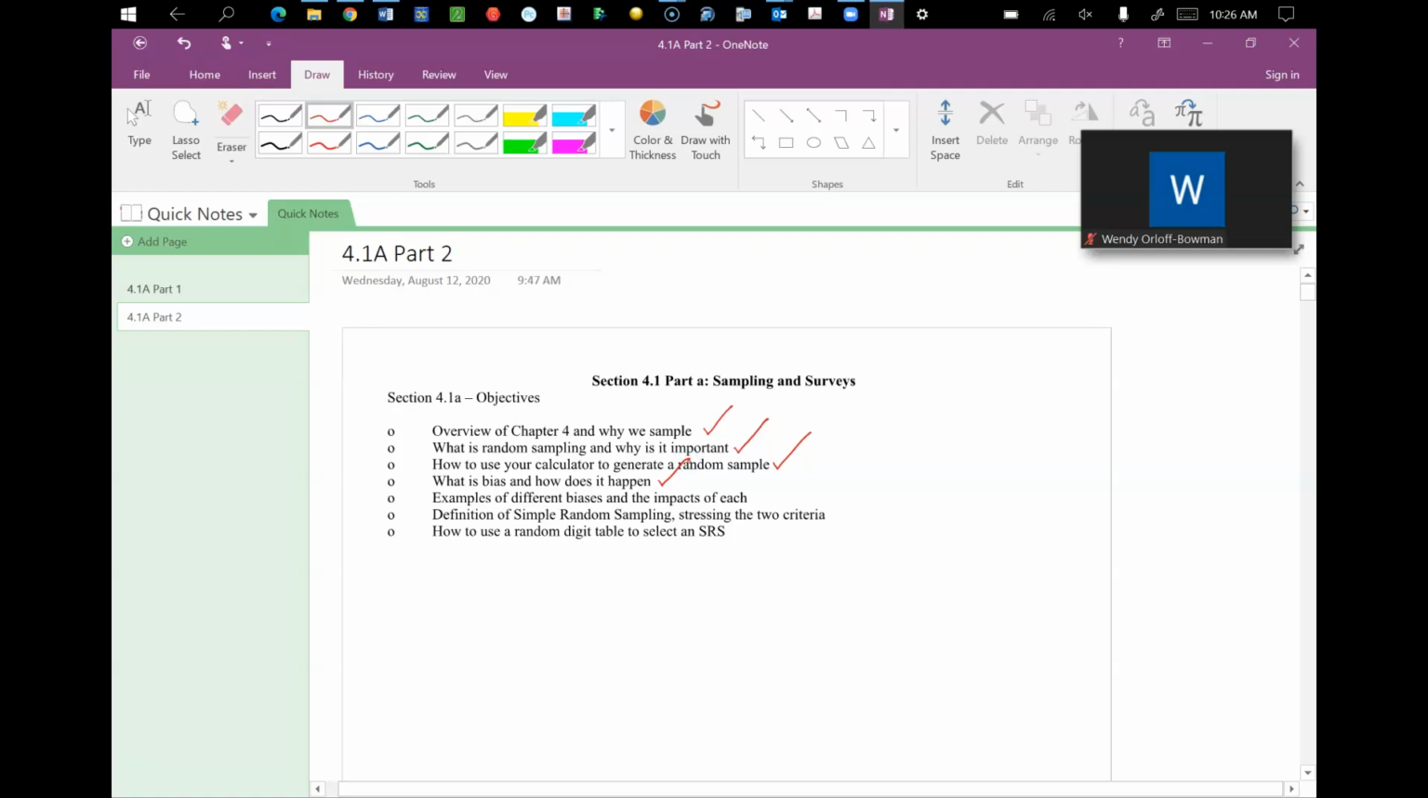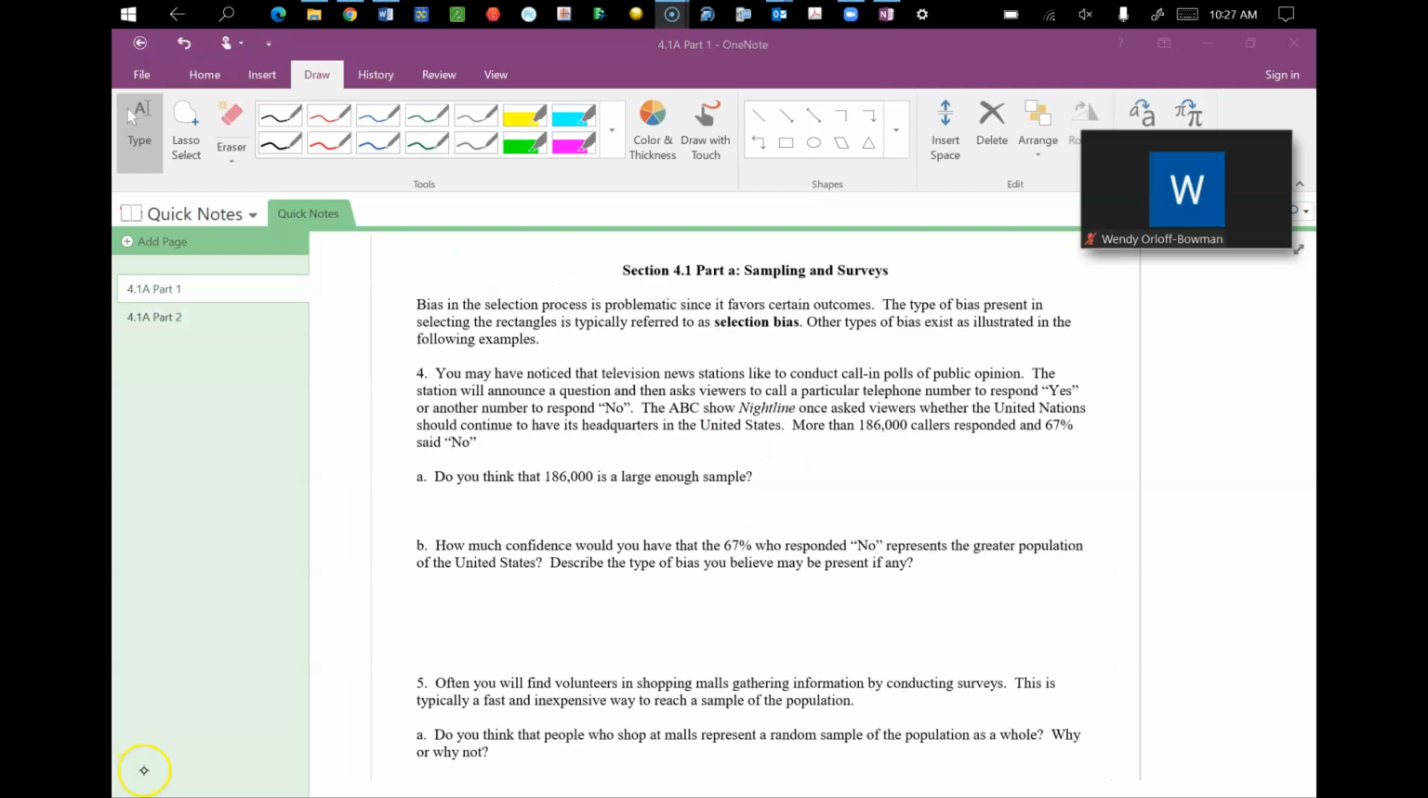does it happen. In the second part of this activity, we'd like to address examples of different types of bias and the impact of each, the definition of what we call a simple random sample, and how to use a random digit table to select a simple random sample.